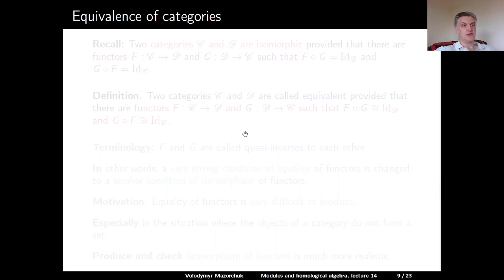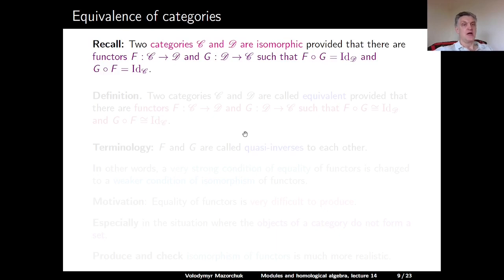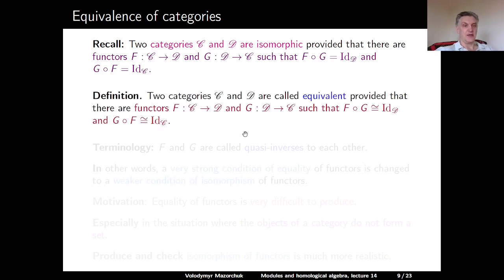This we now can use to define the notion of equivalence of categories. Recall, two categories C and D are isomorphic, provided that there are functors f from C to D and g from D to C, such that the composition of f after g is equal to the identity functor on D, and the composition of g after f is equal to the identity functor on C. So now we make the following weaker definition.